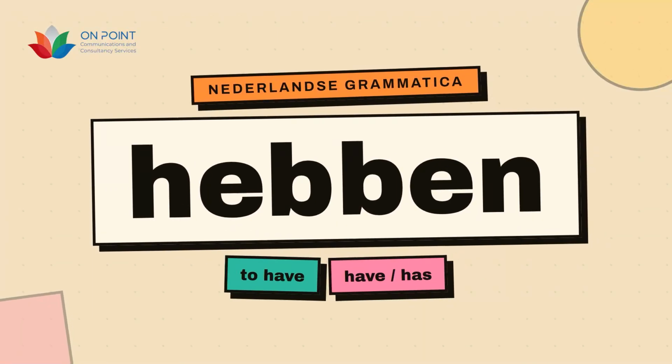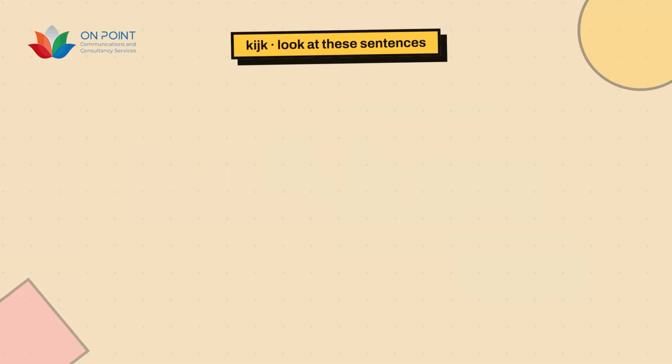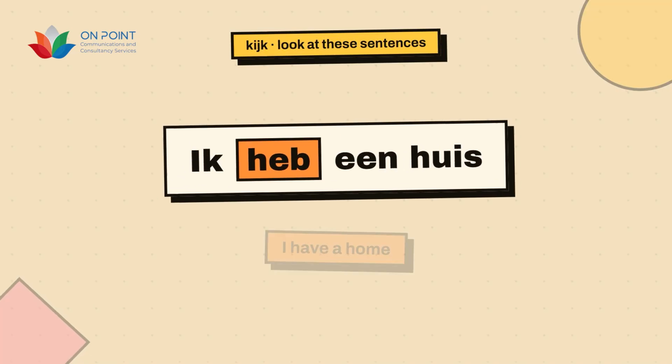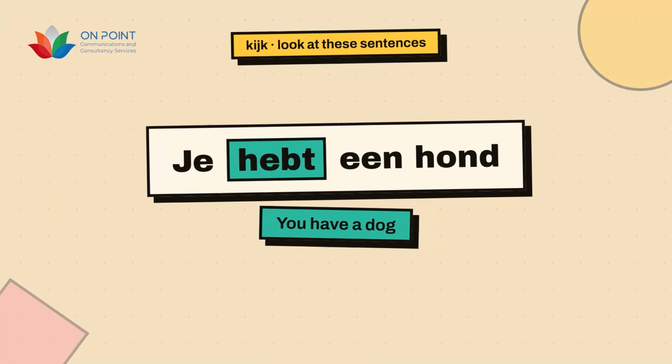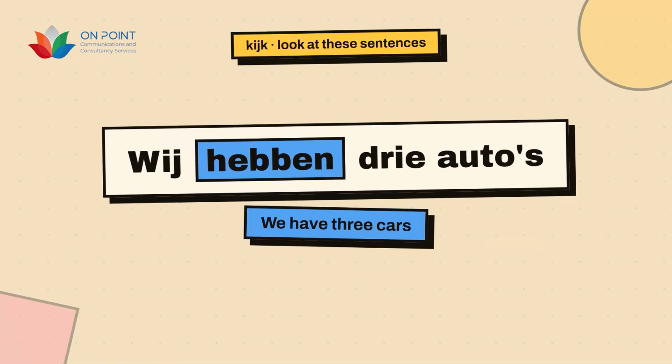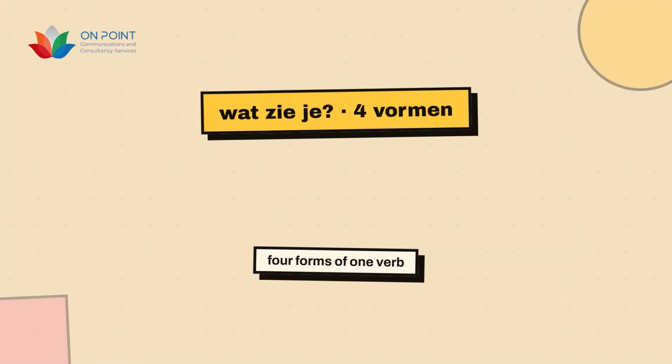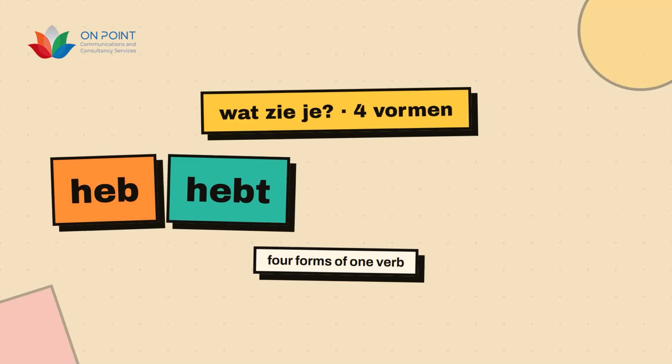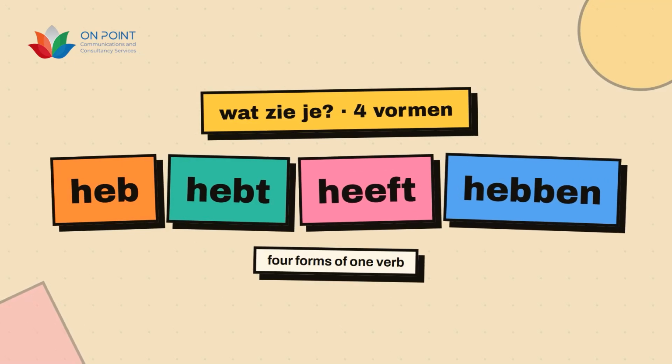Let's talk about the usage of the verbs have and has in Dutch grammar. Het werkwoord hebben. Look at these sentences. Ik heb een huis. Je hebt een hond. Hij heeft een baan. Wij hebben 3 auto's. What do you see? You see 4 forms: heb, hebt, heeft, and hebben.